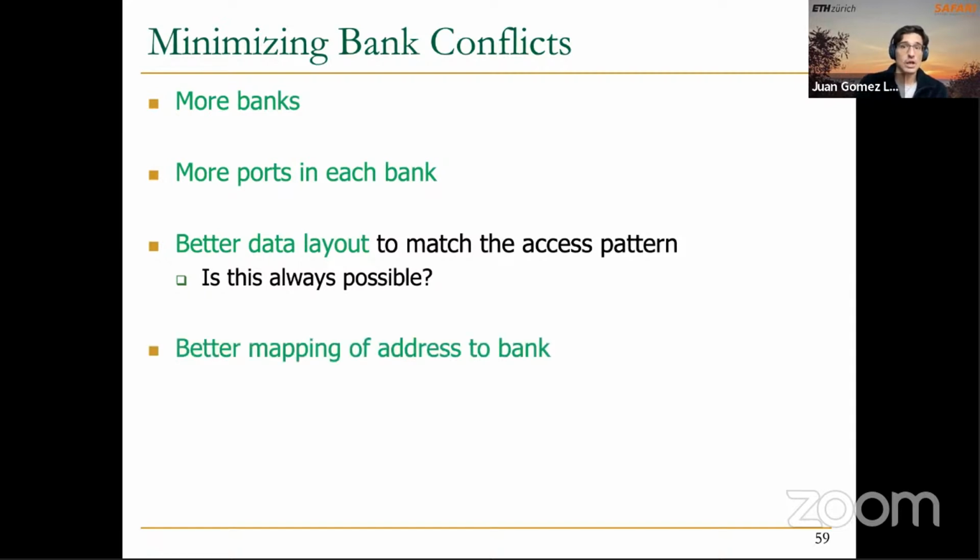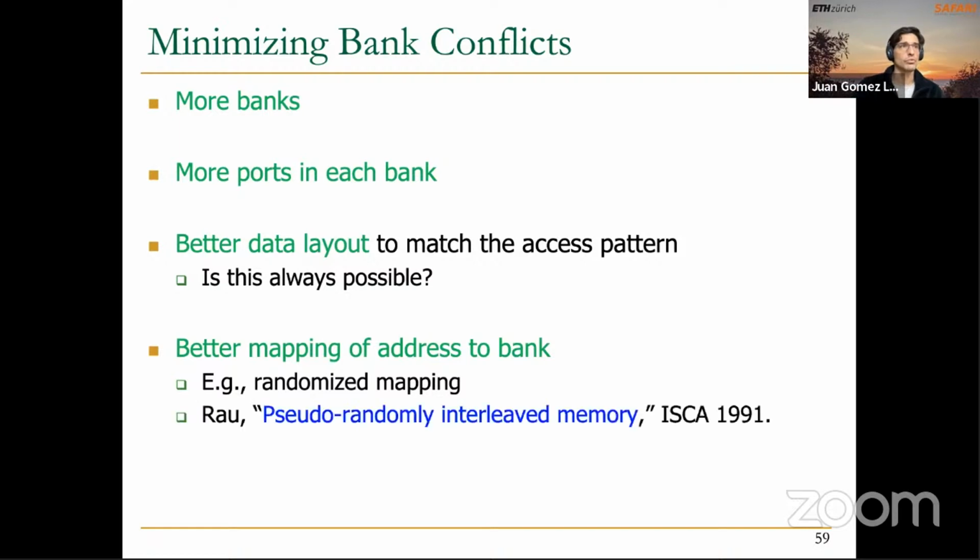But in that case, we can try, let's say, closer to the hardware techniques to do better mapping. And here is where the randomized mapping that I mentioned before comes in, which NVIDIA GPUs already use. You use a kind of hash function that gives you the destination address, and this way you minimize conflicts, as many papers have proven, including this seminal one from Bob Rao.